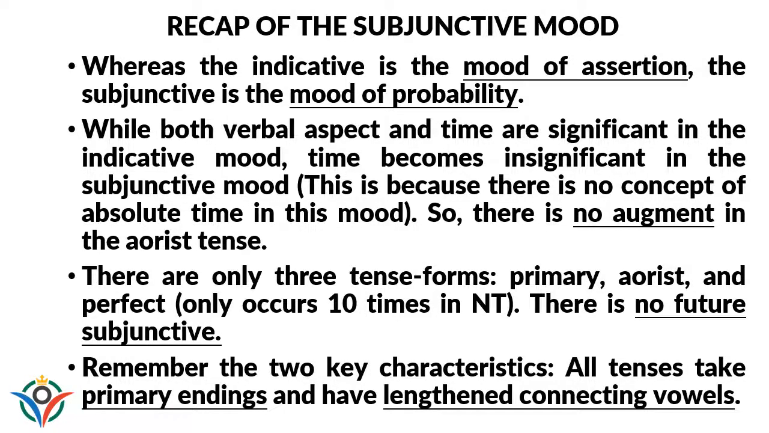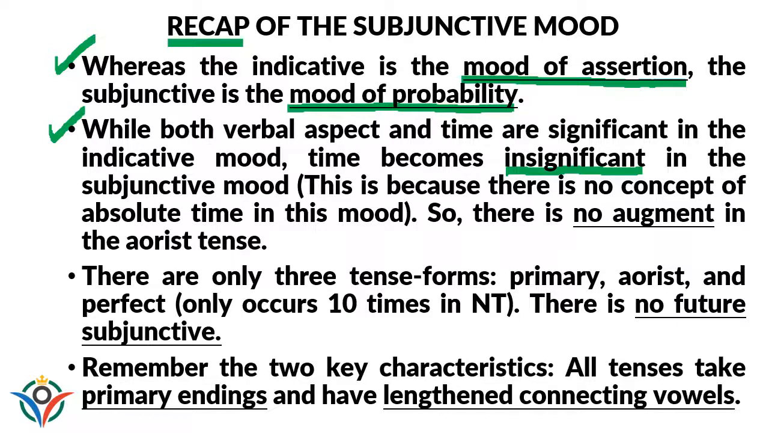So let's do a quick recap of some of the things that we spoke about in lesson 19. Firstly, whereas the indicative is the mood of assertion, the subjunctive is the mood of probability. Secondly, while both verbal aspect and time are significant in the indicative mood, time becomes insignificant in the subjunctive mood. And this is because there is no concept of absolute time in this mood.